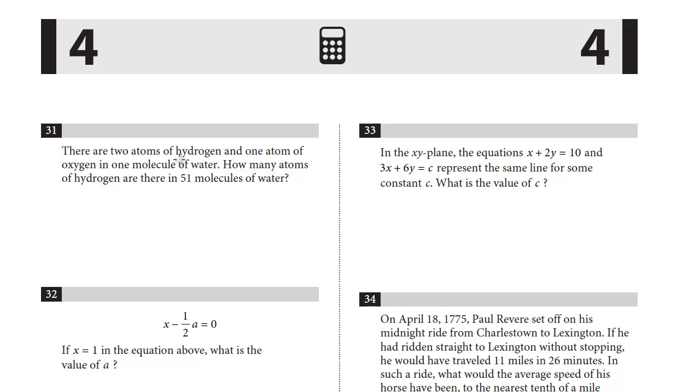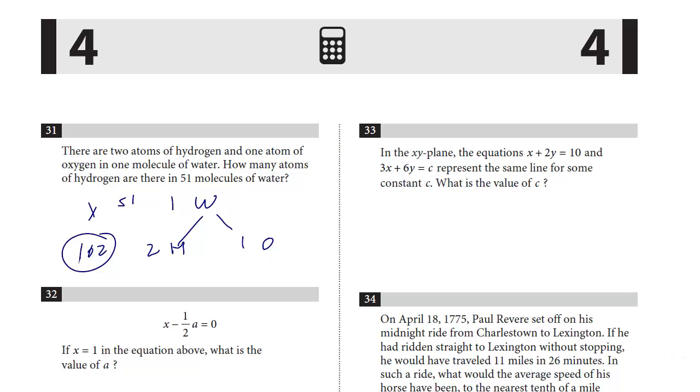There are 2 atoms of hydrogen and 1 atom of oxygen in 1 molecule of water. How many atoms of hydrogen are there in 51 molecules of water? So in 1 molecule of water, we're told that there are 2 atoms of hydrogen and 1 atom of oxygen. We know there are 2 atoms of hydrogen in 1 molecule of water, so how many in 51? We really just have to multiply by 51. So it's just going to be 51 times 2, and the answer is 102. And for oxygen, that would just be 51.